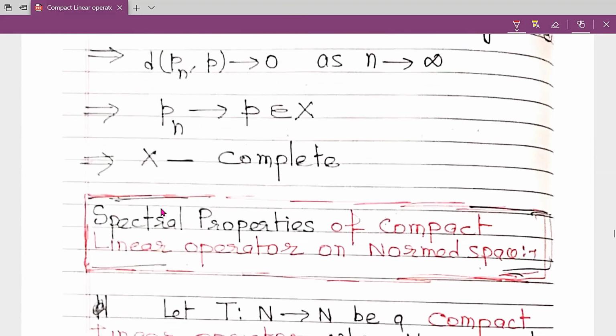In the next lecture, we will discuss a very important topic called spectral properties of compact linear operators. Till now, we learned about compactness and compact linear operators. Now, what are the spectral properties of these compact linear operators on a normed space? That we will discuss in the next lecture.